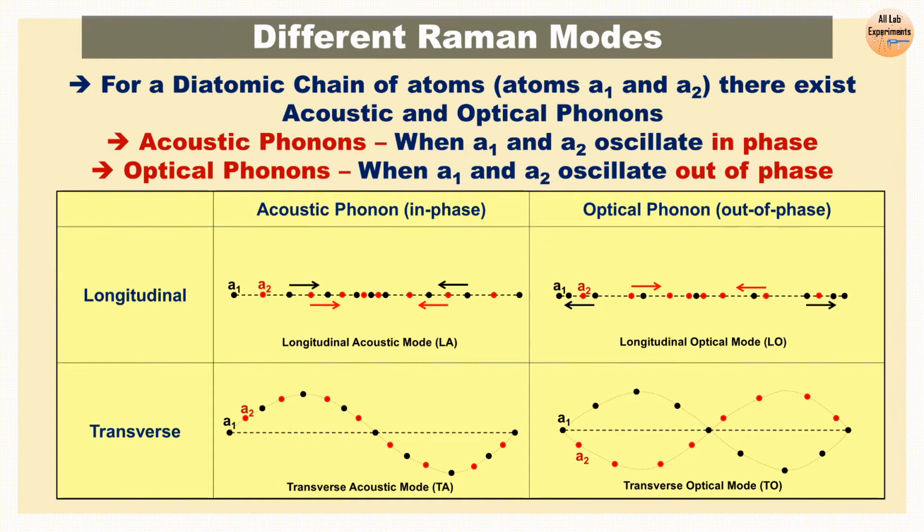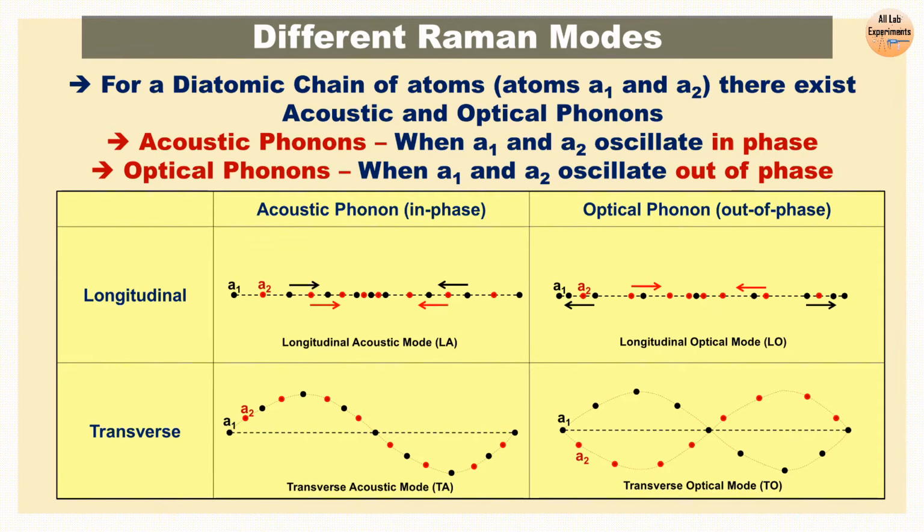In the case of longitudinal, the atoms move along the same line of motion, so that is known as LA, the longitudinal acoustic phonon mode. There are two kinds of atoms, black and red, A1 and A2. They are moving in sync. As we see in the case of optical phonons, the red atoms are moving towards a center to make a compression, while the blacks are moving the other way. Similarly, for the transverse, a diatomic chain of atoms can show different normal modes.